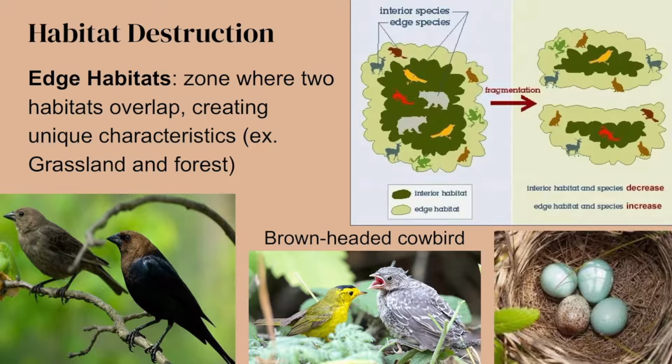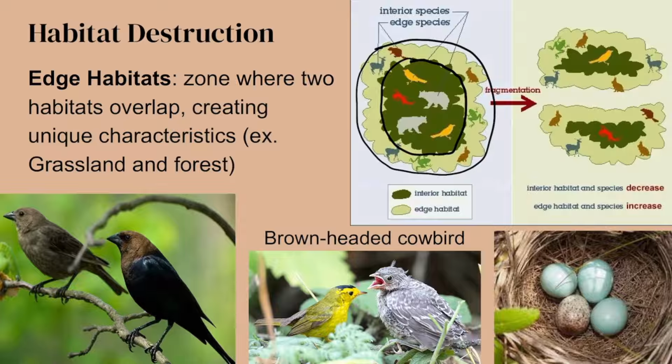So when a large habitat is broken into smaller, more isolated habitat fragments, organisms can experience interactions with other harmful species. What I mean by that is in an environment, we have the central group of organisms that live in the interior habitat, and then you have some organisms that are specifically living in the edge habitat. An edge habitat is a zone where two habitats are overlapping, and we have some really unique characteristics. So an edge habitat may be the meet up between a grassland and a forest, for example.